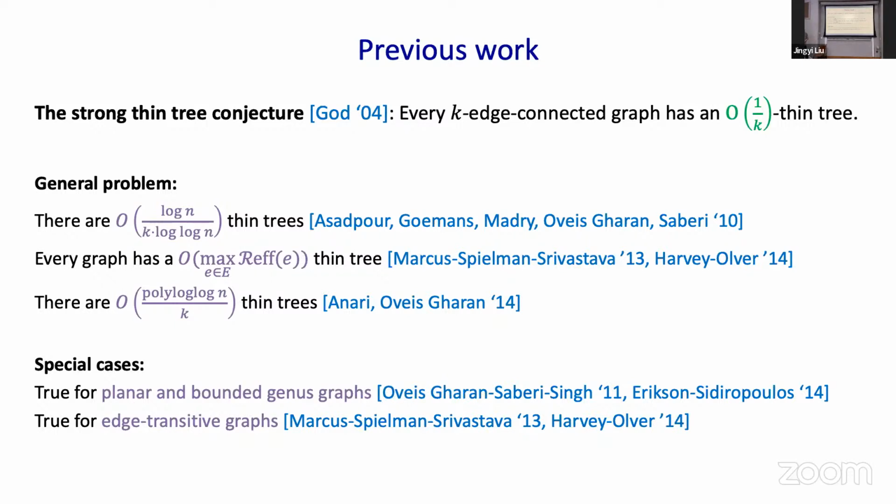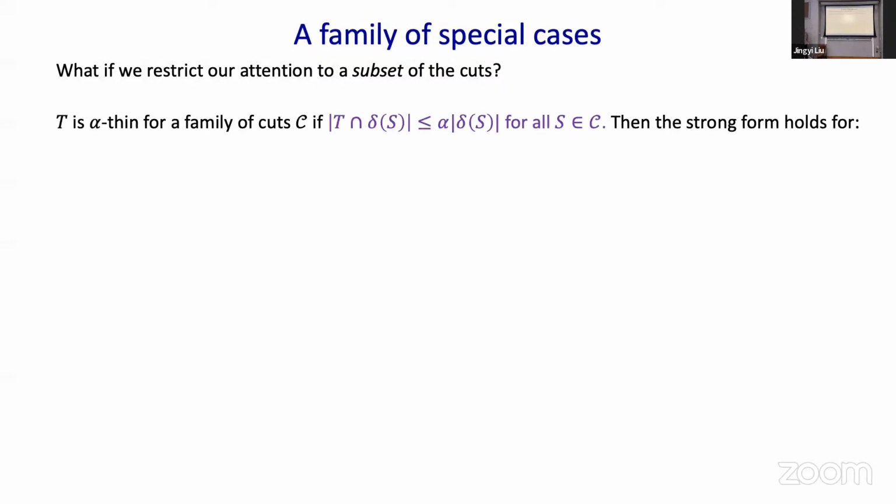So what are we to do? Maybe we should look at some special cases. What if we restrict our attention to not all the cuts? A thin tree requires you to be thin on this exponential set of constraints, every cut of the graph, which again, we don't even know how to check thinness in polynomial time. So maybe we can do better if we just ask about a subset of the cuts. We say that a tree is alpha thin for some family of cuts C if for every cut in that family, we obey the thinness condition.